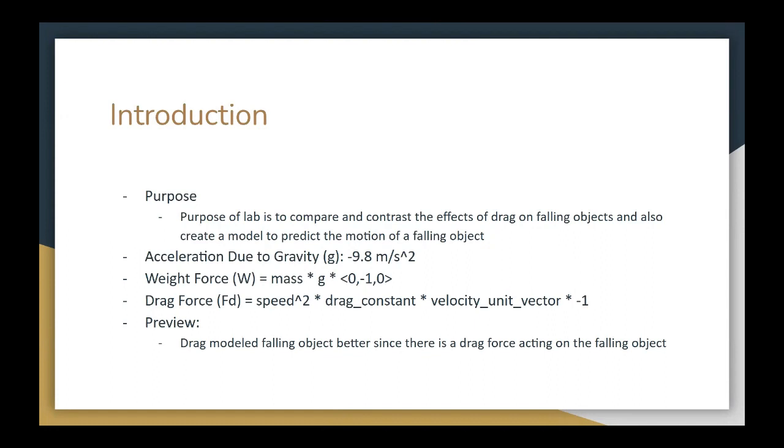Okay, and this is the force that's pulling your object downwards. And then we've also got our drag force, which is the scalar speed squared times the drag constant times the velocity unit vector times negative 1. And that's because your drag force will always be pointing in the direction opposite of your velocity. And in this case, the drag force will be pointing up. A couple of spoilers. Our drag force model was far superior than our just pure gravity model. And we will discuss why that is in the future.